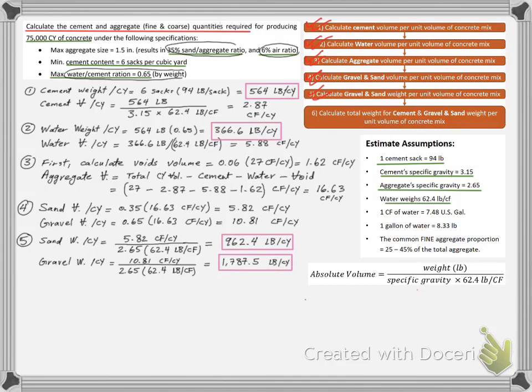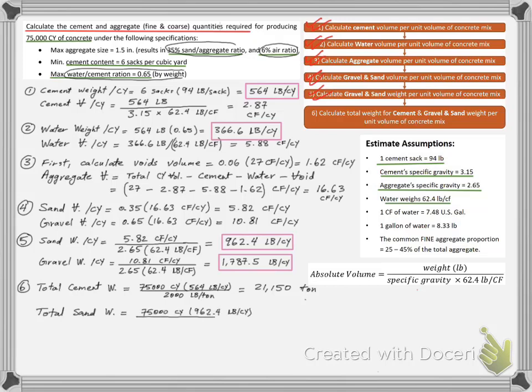So by this point we calculated the weight of every ingredient in only 1 cubic yard of concrete. The last step is to calculate their total weight for the whole concrete quantity of 75,000 cubic yards. We calculate the weight in tons as the quantity is large.